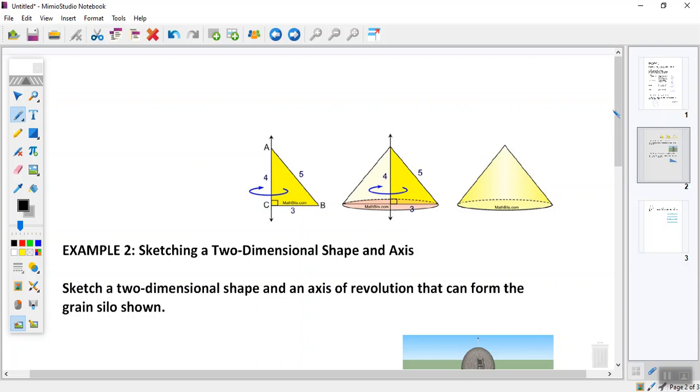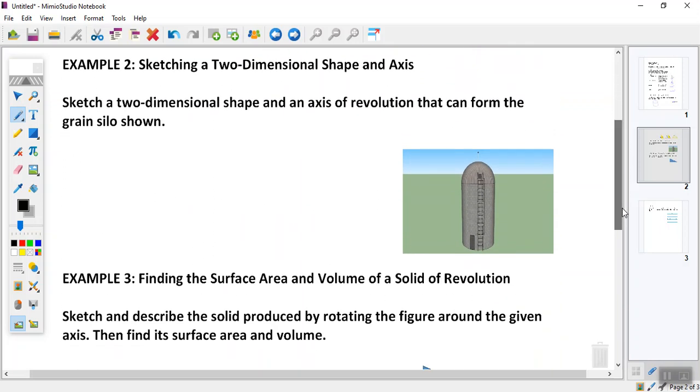So what we want to be able to do then is understand how to sketch a two-dimensional shape and an axis. In other words, instead of saying here's your flat surface, rotate it, what do you get? They want you to go the opposite direction. So over here, it says sketch a two-dimensional shape and an axis of revolution that can form the grain silo shown below. Well, this grain silo is round, isn't it? It's like a cylinder with a hemisphere on top of it. If I had to ask you guys how to draw a two-dimensional figure and an axis of rotation to create that three-dimensional silo, where would your axis of rotation go for that silo?